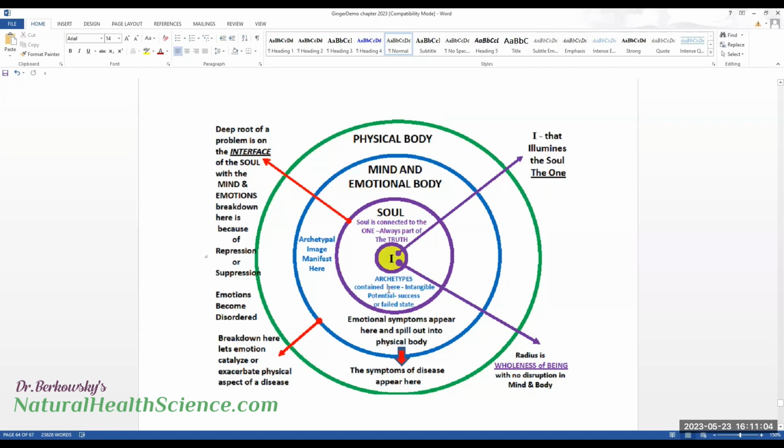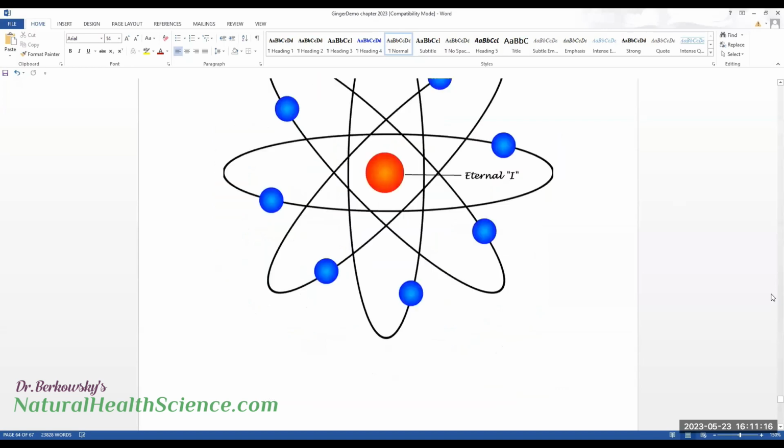Now, within the soul, we have the I. So this is what we'll be discussing now. Here is the I, right here at the center part of the soul. So let's go back, and we'll come back to this diagram here in just a moment.